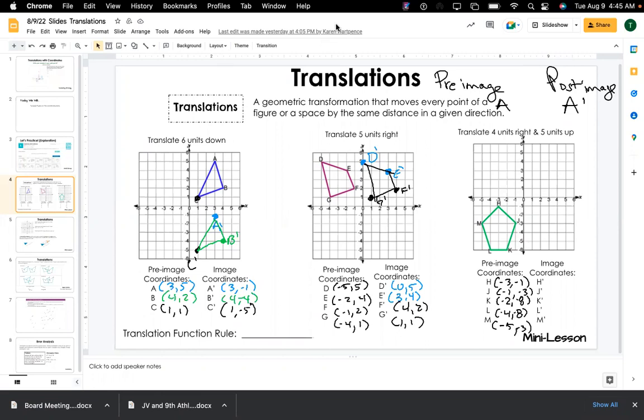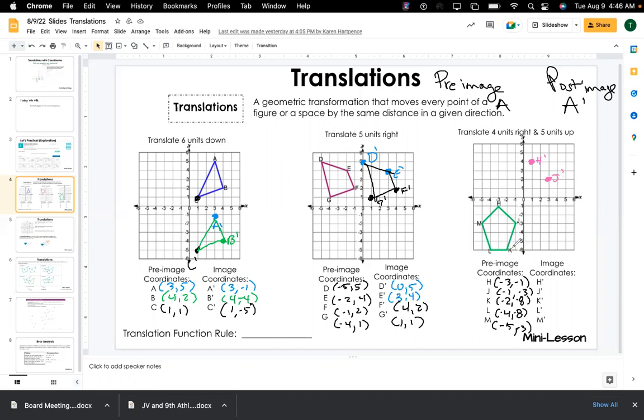I would suggest doing this on a graph. It's just gonna make it a little easier. But if you didn't have a graph, you could do it just adding it, okay? So for H, we're gonna go 4 units right, 1, 2, 3, 4, and 5 units up, 1, 2, 3, 4, 5. Boop. Okay, for J, we're gonna move it 4 units to the right, 1, 2, 3, 4, and we're gonna move it 5 units up, 1, 2, 3, 4, 5.